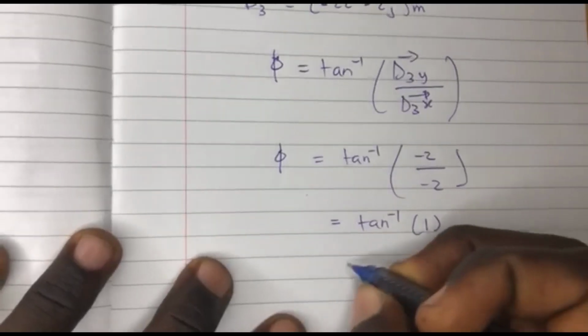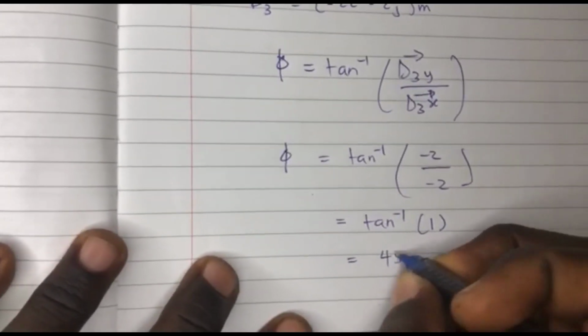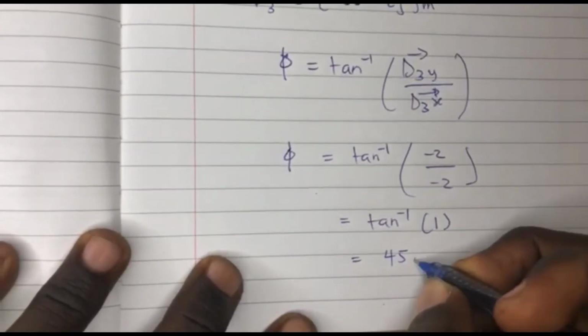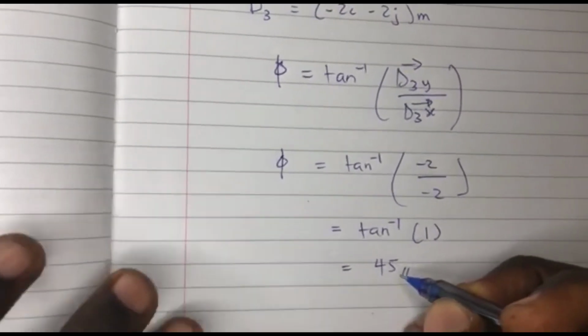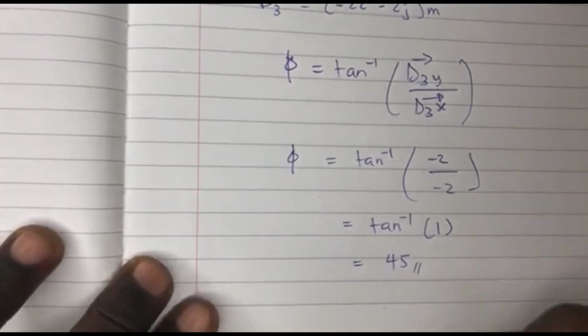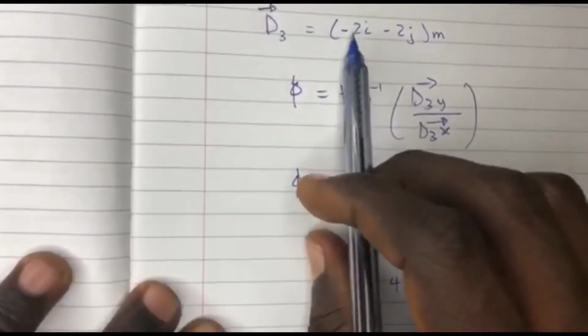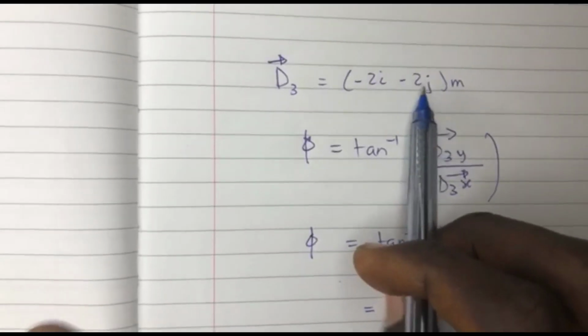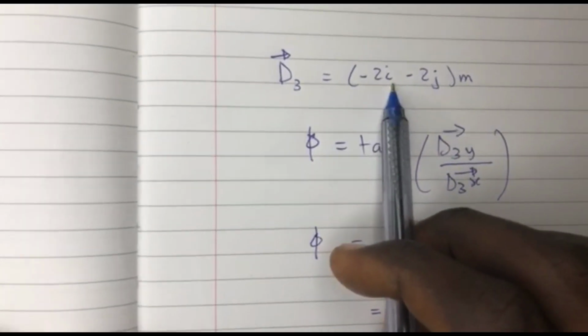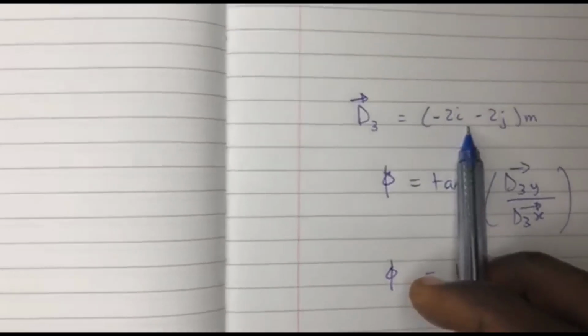If we find tan inverse of 1 we get 45 on our calculator, but that is not the answer we are looking for. 45 is not the correct answer in this case. The reason is that the vector is minus 2i minus 2j, so if you draw it, it will be in the third quadrant. So let's sketch it to give you an idea of what we are talking about.